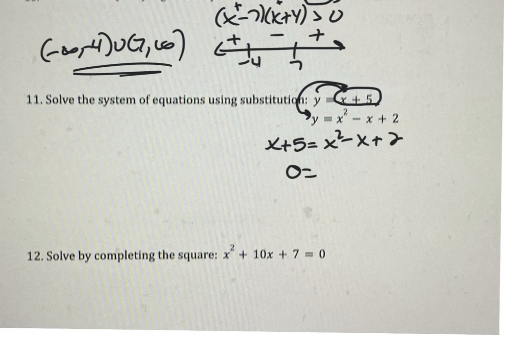So I'm going to make that side 0. I'm going to move this x over, which gives me a negative x. That gives me negative 2x. Going to move the 5 over. That gives me negative 3. And I'm going to try to factor that.